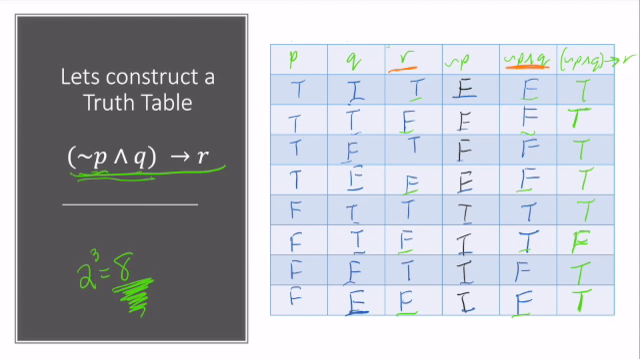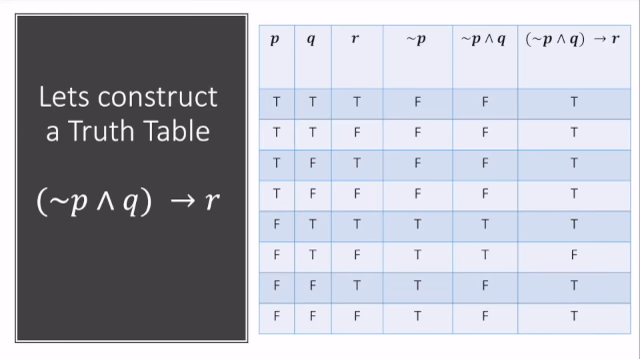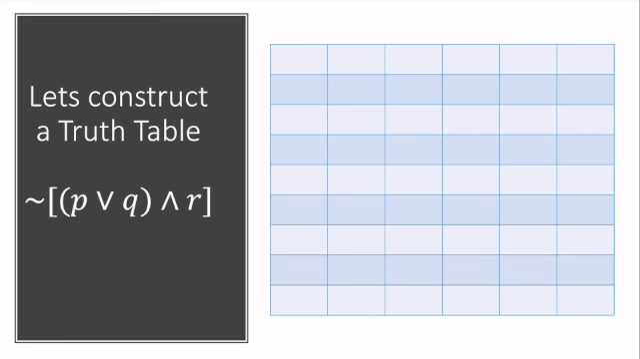So there we have the truth table with 3 variables. I say we do one more with 3 variables, right? So we get the hang of it. So let's construct the truth table for not P or Q and R.